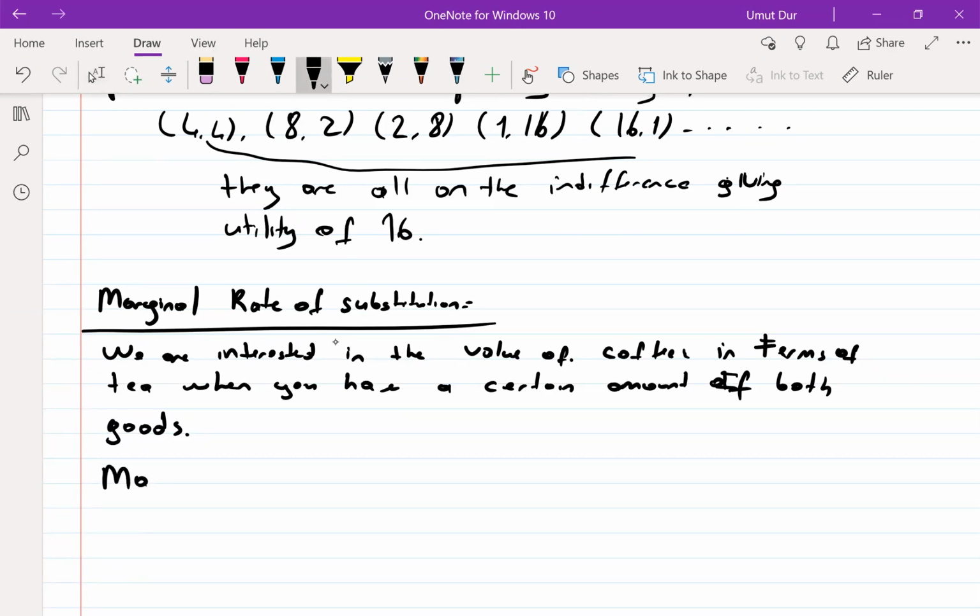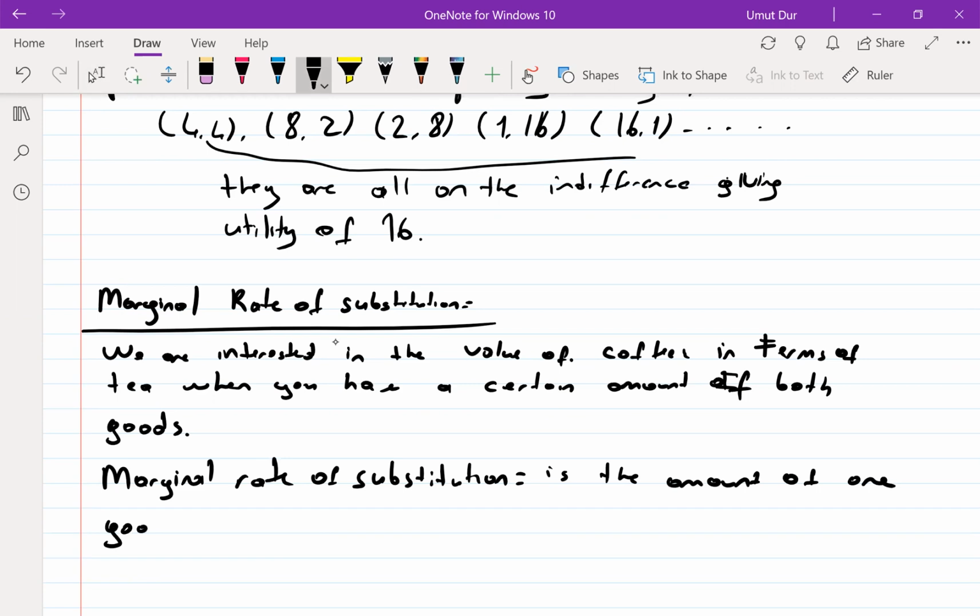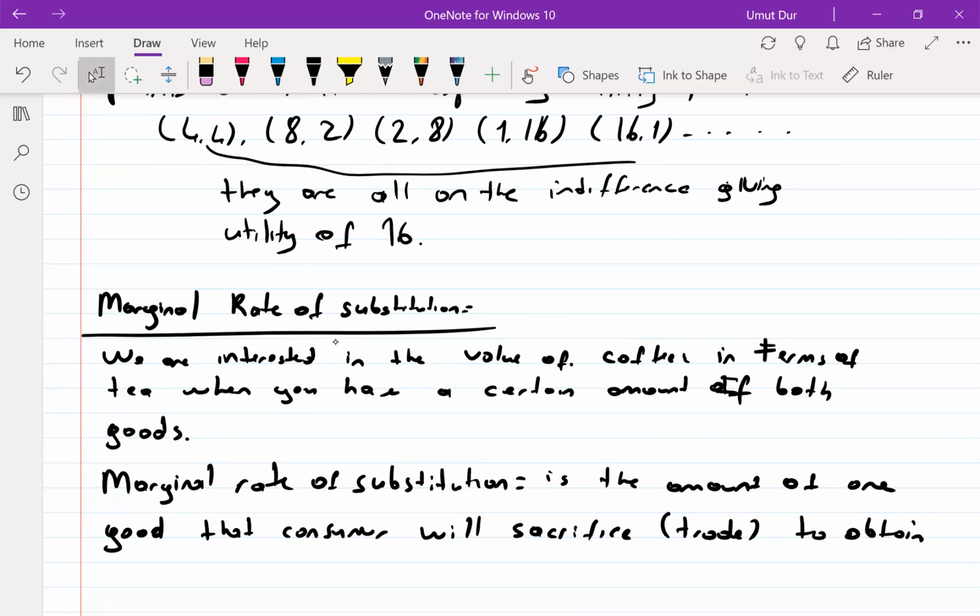So the marginal rate of substitution is the amount of one good that a consumer will sacrifice or trade to obtain one more unit of another good.